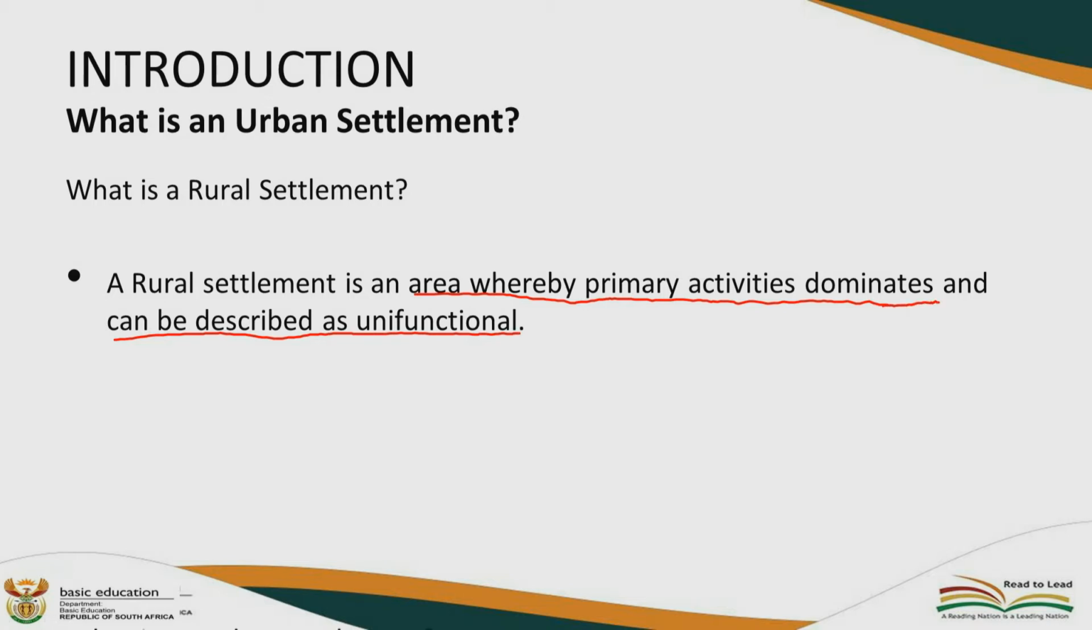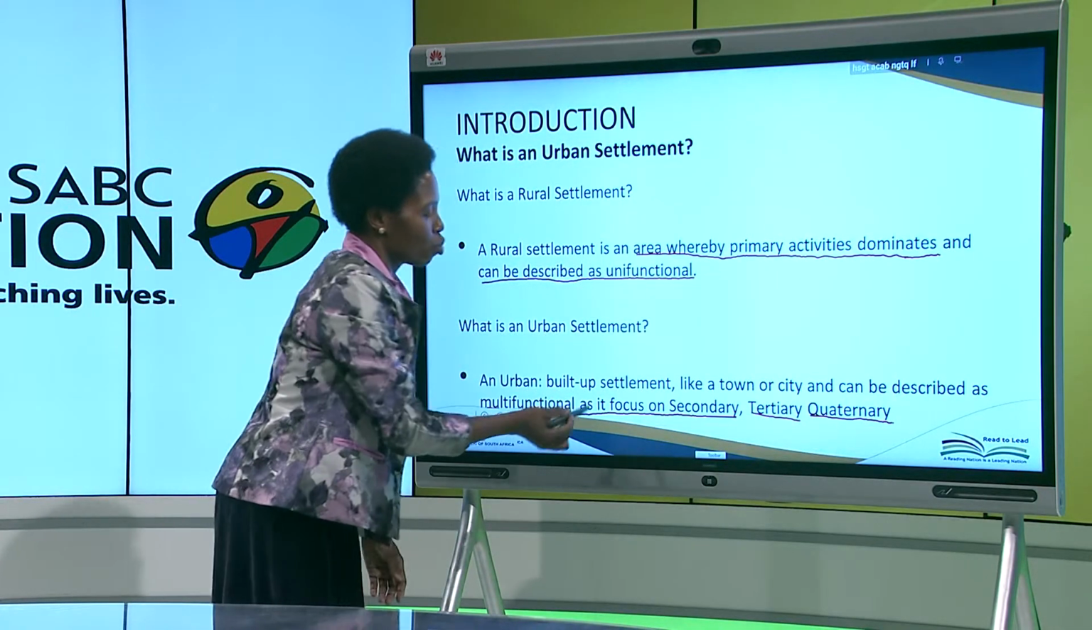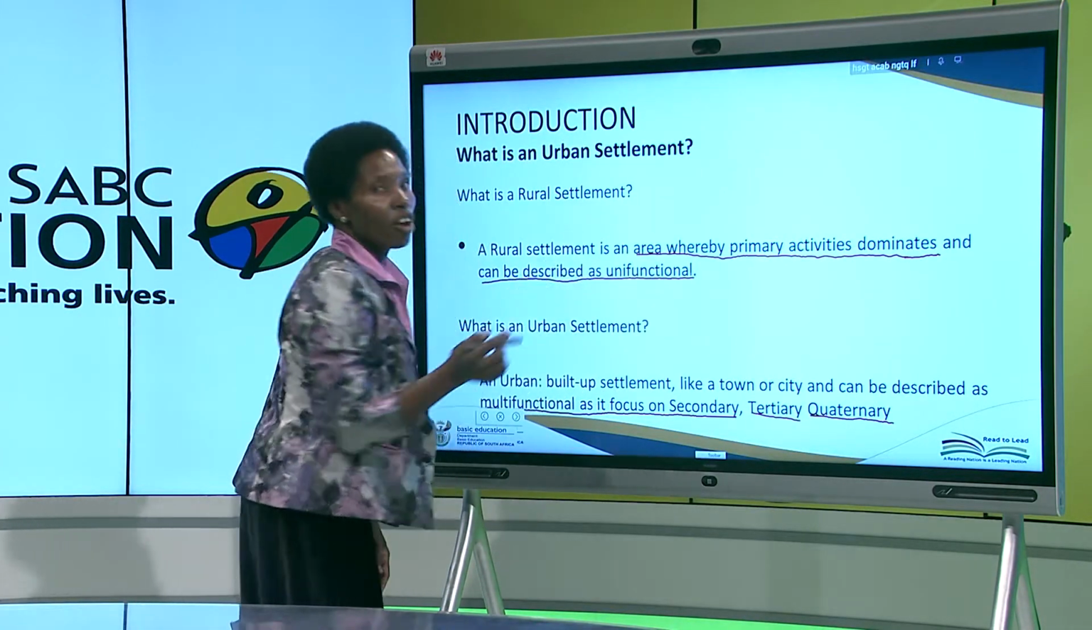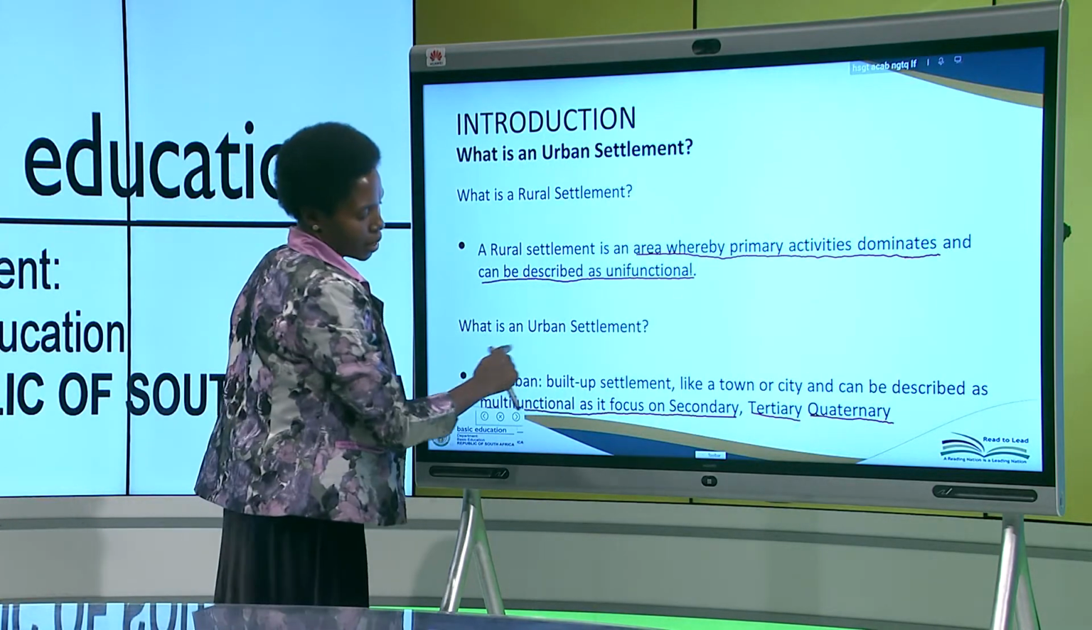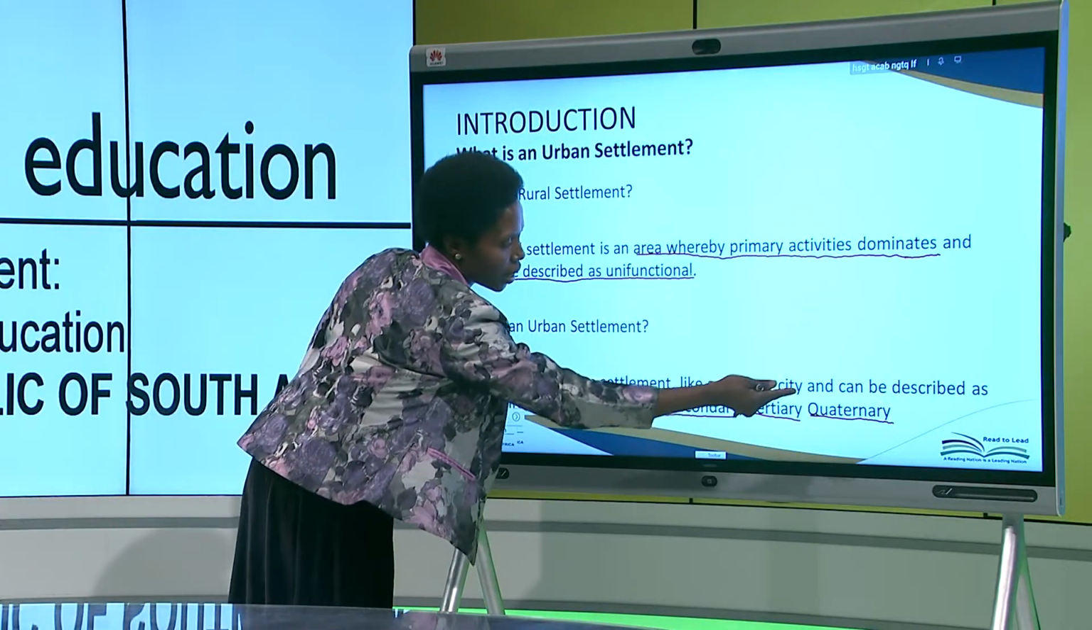Okay, let us look at how we define urban settlement. How does urban settlement differ from rural settlement? Urban settlement is a built-up settlement like a town or city, that can be described as multifunctional, as it focuses on secondary, tertiary, and quaternary activities. So these are the things that you need to take note of: the difference between urban settlement and rural settlement. Here we have unifunctional, which means only one function is dominating. But urban settlement has more than one function. That is why we look at secondary, tertiary, and quaternary.